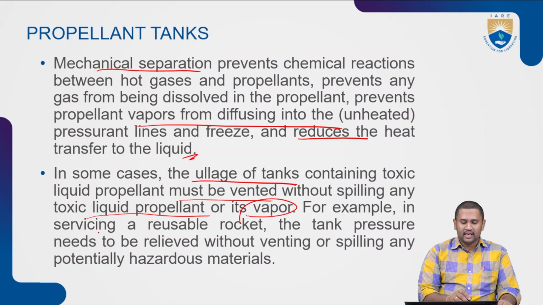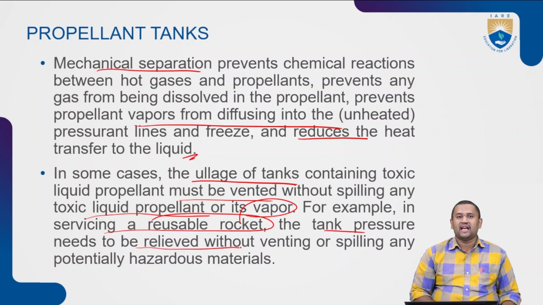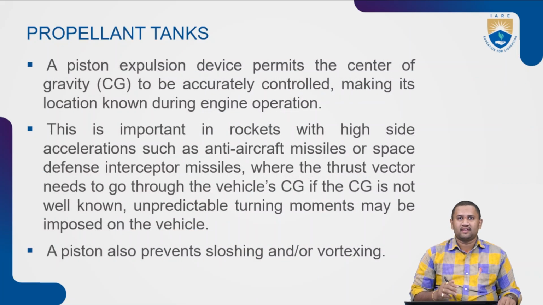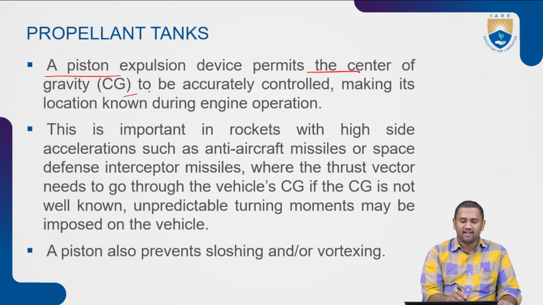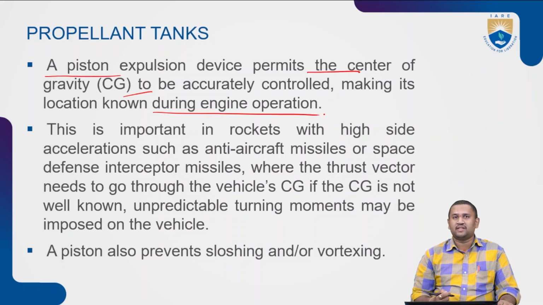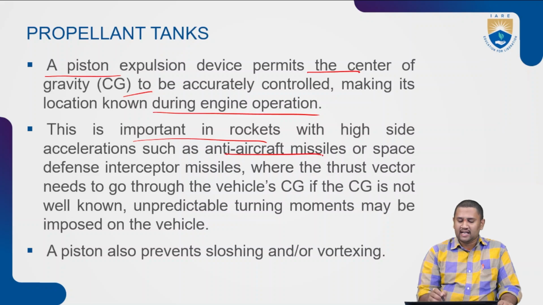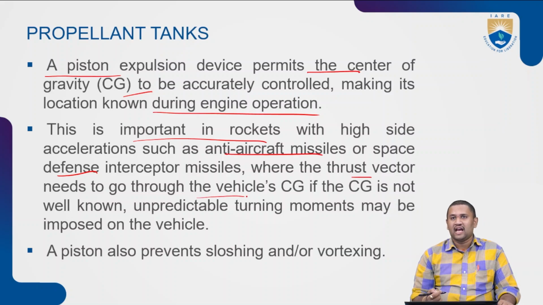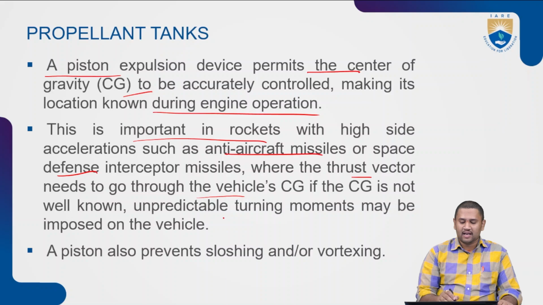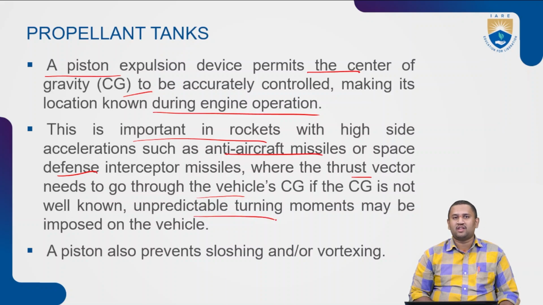For example, in servicing a reusable rocket, the tank pressure needs to be relieved without venting or spilling any potentially hazardous chemicals or materials. A positive expulsion device particularly permits the center of gravity to be accurately controlled, making its location known during its engine operation. This is important in rockets with high side acceleration, such as anti-aircraft missiles or space defense interceptor missiles, where the thrust vector needs to go through the vehicular CG, and if CG is not known, unpredictable turning movements may be imposed on the vehicle.